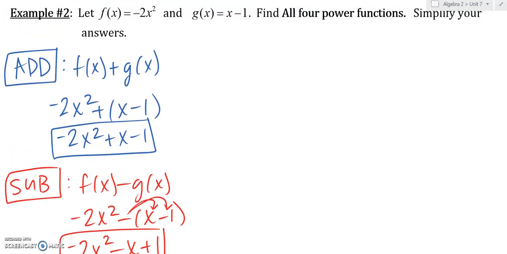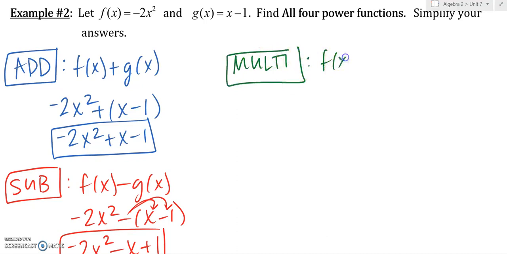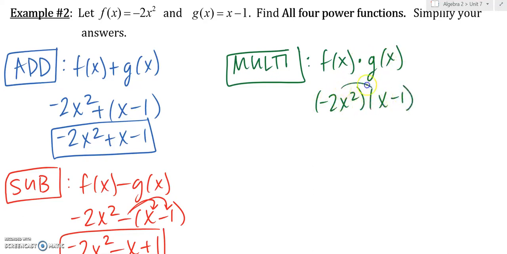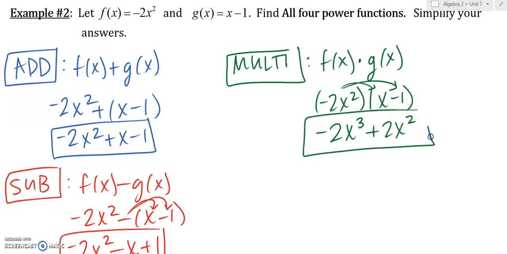Then I have multiplication. That would look like f of x times g of x. So it would be negative 2x squared times x minus 1. We practiced this with the warm-up where I'm going to distribute in. I have negative 2x to the third, and careful, plus 2x squared. I cannot combine those, so then I'm finished with that.